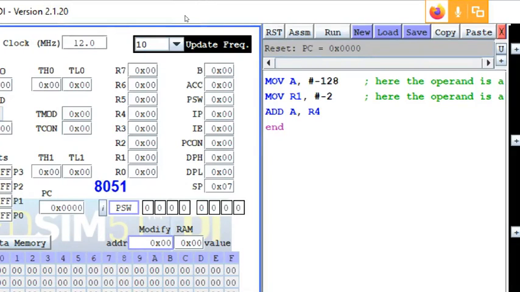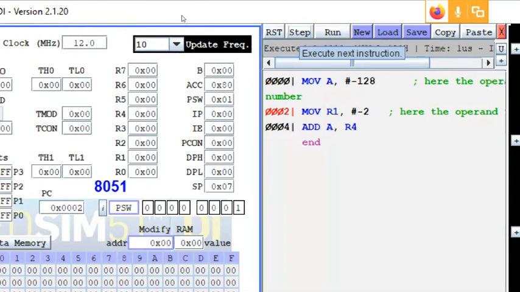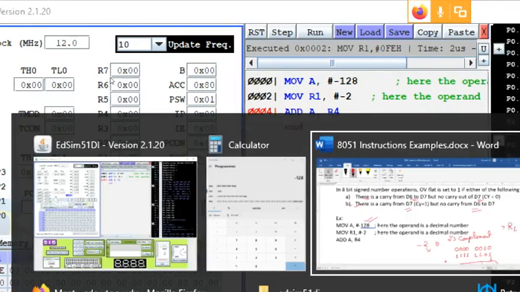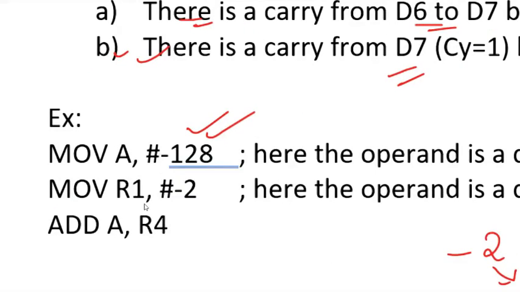Okay, assemble. In the accumulator we have 80 only. So 80 is representing minus 128. And in R1 we have FE, which is equivalent to minus 2. So 80 and FE. Let us write these numbers.